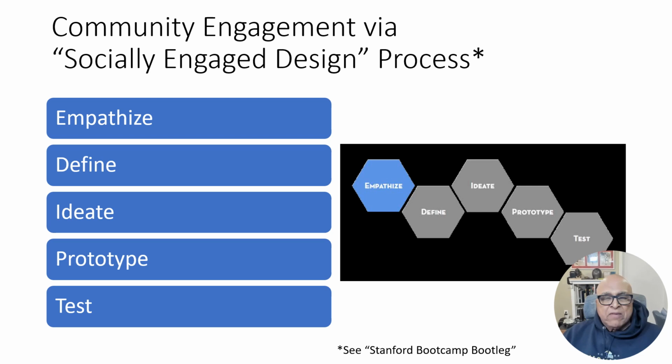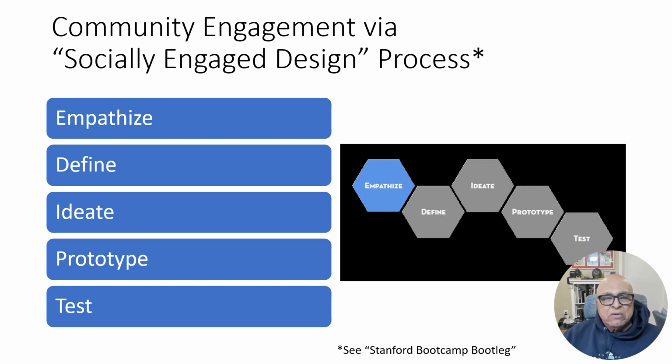Those steps include selecting a community that we want to work in. Once we've selected that community, the steps are to empathize with that community. In other words, to get to know the community, get to know the people in it, and to understand the needs of that community. And then the next step is to define an important problem that, once solved, will improve the quality of life in that community.